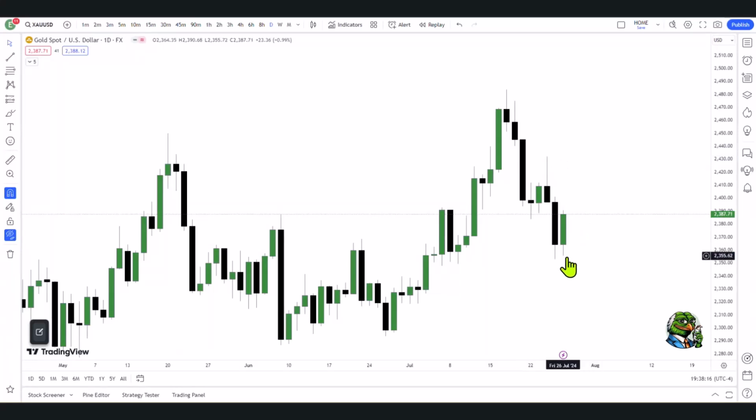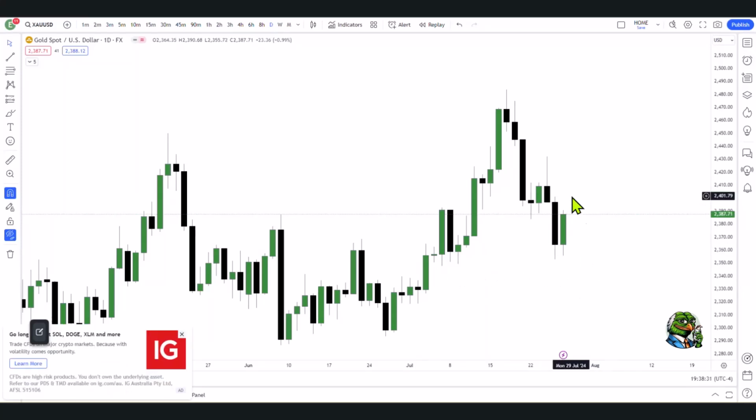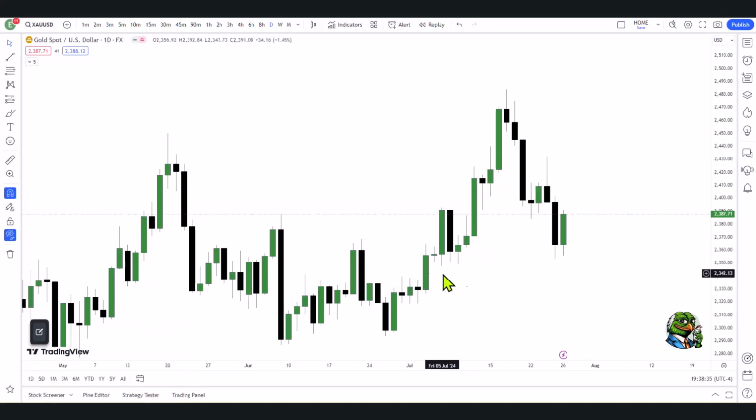Now we may still pop down into this level. There's a lot of liquidity, a lot of stops under this swing low, but I'm not looking for shorts. Even if we do make a move down to there, for me that'll just be an opportunity to buy at a discount. That's how I will view that. That doesn't mean I won't take any scalp short trades. I may, but I really want to be a buyer in gold, targeting these highs.